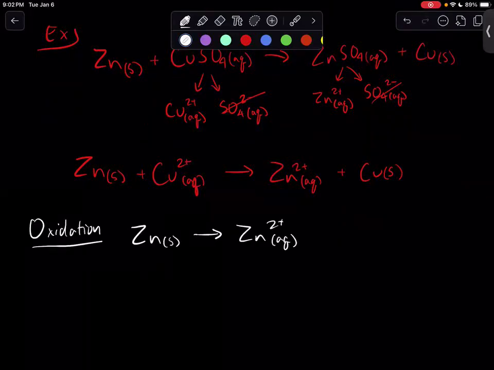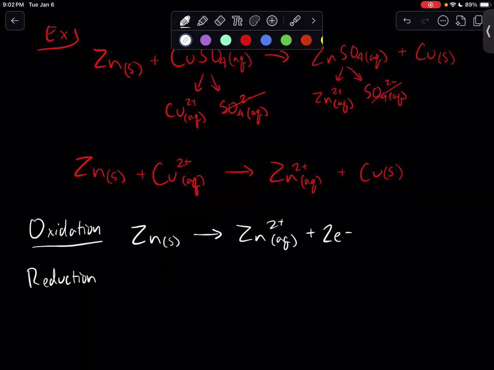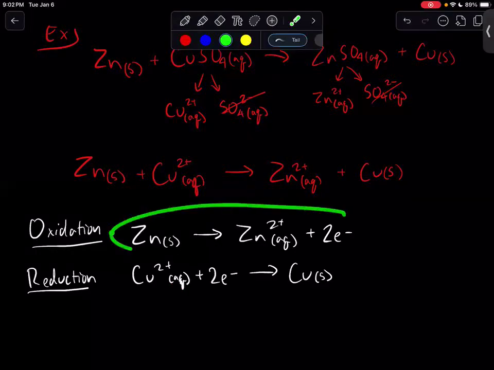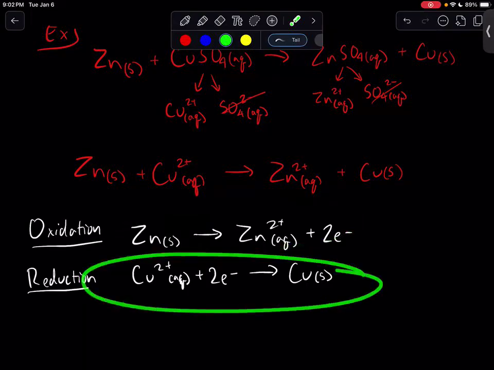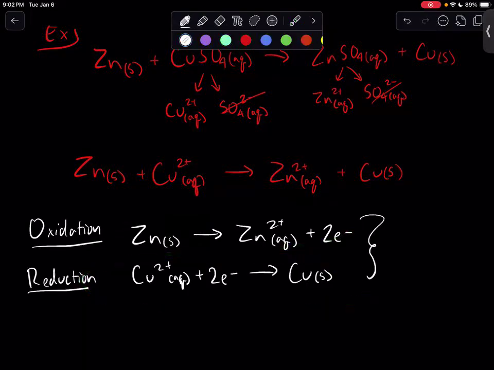However, we mentioned we also show transfer of electrons, so we also have 2 electrons. Those are removed from the zinc, so we have to show that. In our reduction half reaction, we have Cu²⁺(aq) plus 2 electrons, and that will react to form Cu(s). Once again, we're showing the transfer of electrons. We have defined our oxidation reaction as the one with zinc and the reduction reaction as the one with copper. These are our half reactions.